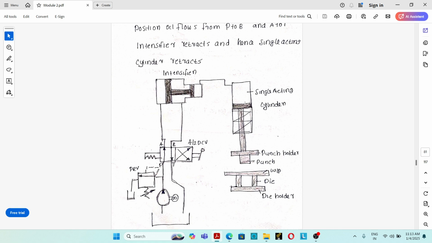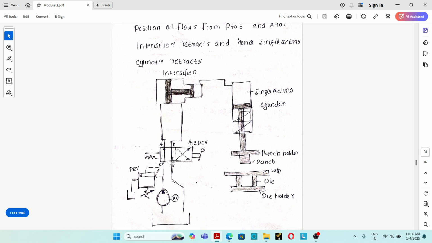For moving the actuator in the downward direction, port P is connected to port A and port B is connected to port T. So hydraulic oil from the pump flows to the low pressure chamber, exerting force over the low pressure piston. When the force is exerted, the low pressure piston moves in the forward direction. At the same time, the piston in the high pressure chamber also moves forward and pressurizes the hydraulic oil.